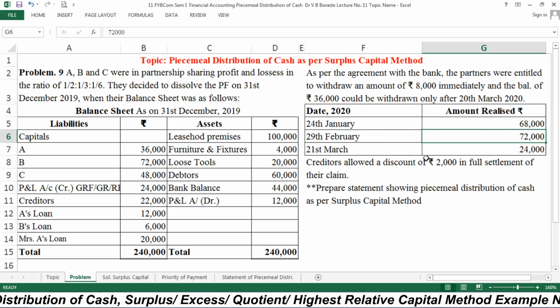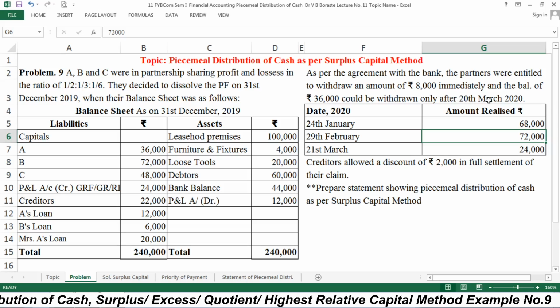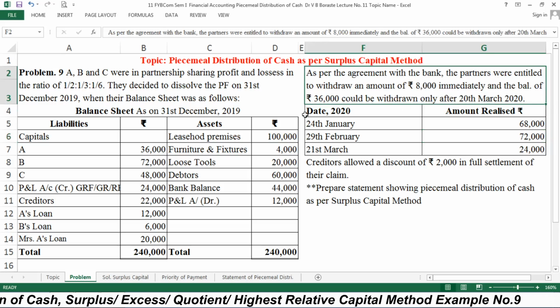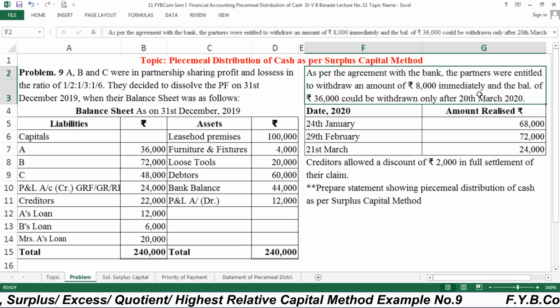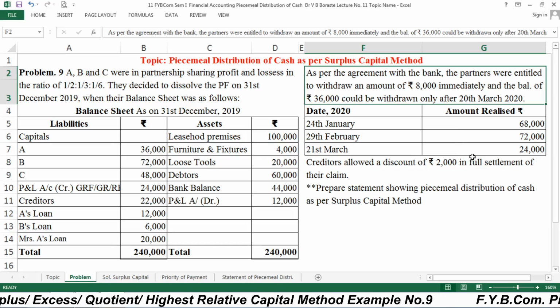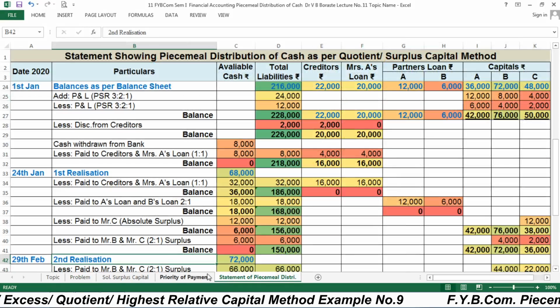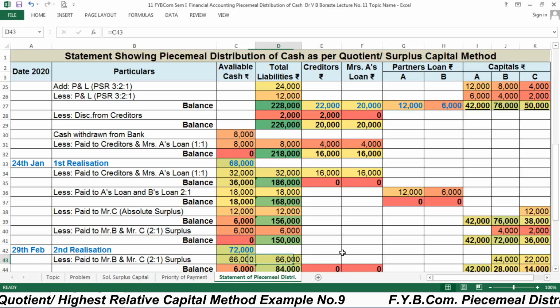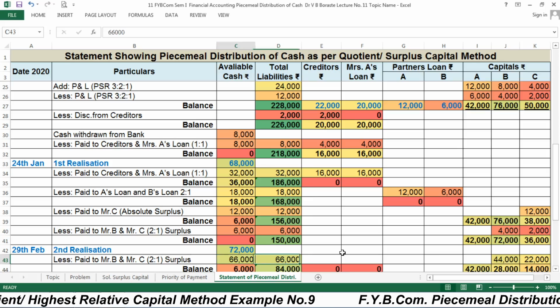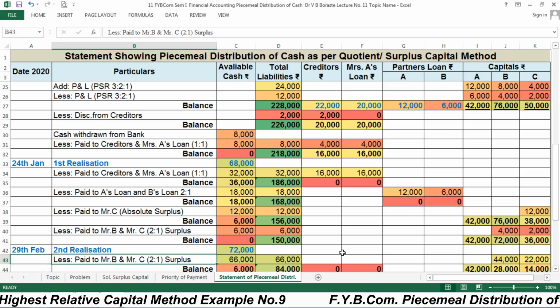Further you have to keep it in mind one thing, that after 20th March we could withdraw 36,000 from the bank, but here is the 29th February, that means we have 1 month. So 72,000 in our hand. Now the second realization is of 72,000. We can pay first of all Mr. B and Mr. C, which is the first priority payment.